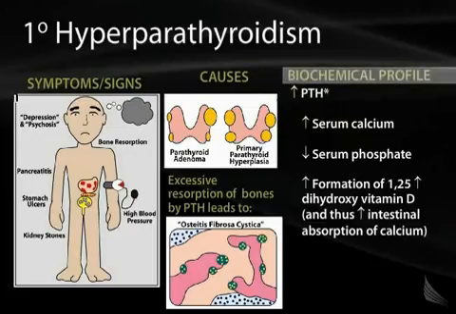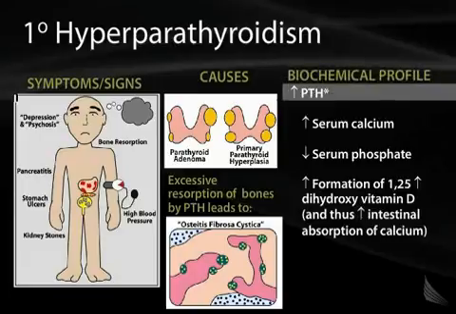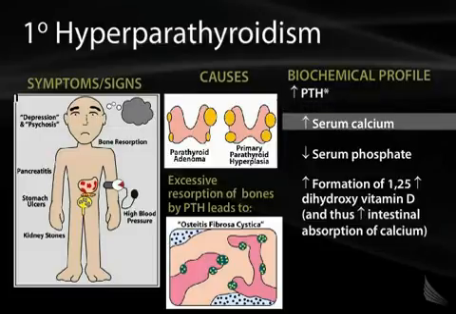The other consequence of PTH dysregulation is hyperparathyroidism. Shown here in this slide are the manifestations of primary hyperparathyroidism. Biochemically, the main driver here is an increase in PTH. The increase in PTH can happen because of either a parathyroid adenoma, which is about 85% of the time, or parathyroid hyperplasia, which happens about 15% of the time.